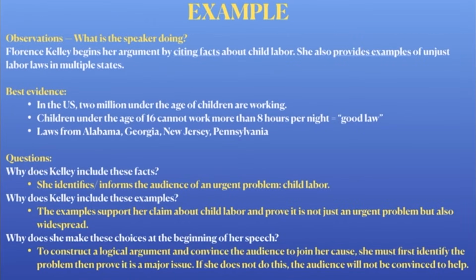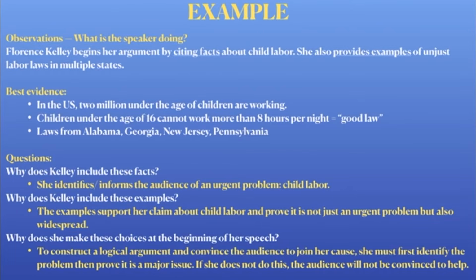I apologize in advance that this slide is a little bit hard to read. I was trying to include plenty of information for you guys, but the writing is a little bit small. But basically, I wanted to model the process of identifying the choice, identifying the evidence, and then starting to examine why the writer made that choice. So you can see that I have my observations. For this example, I'm using the Florence Kelley passage.